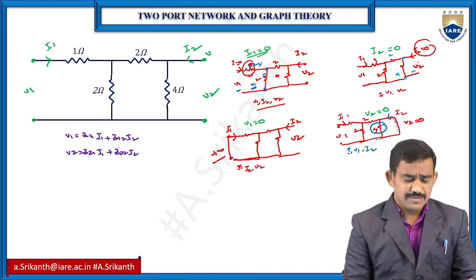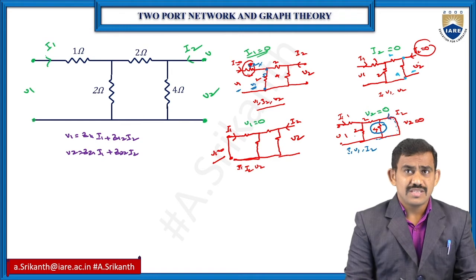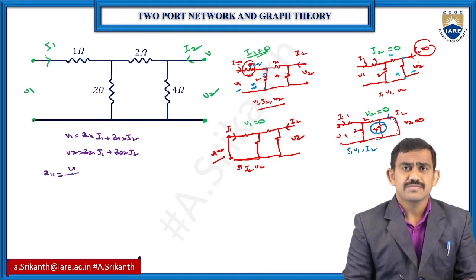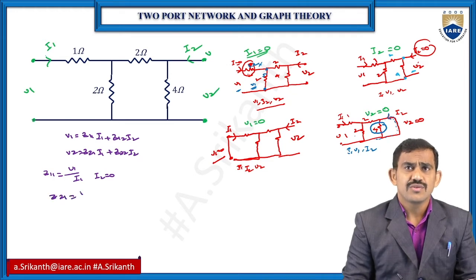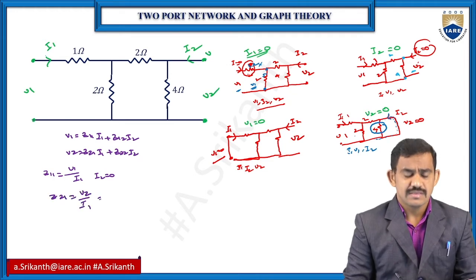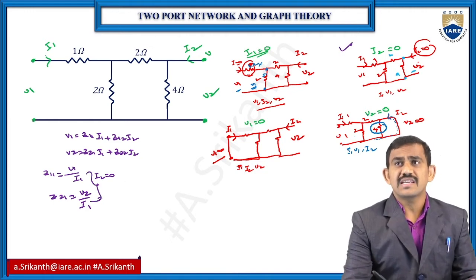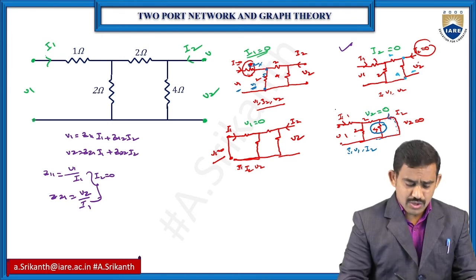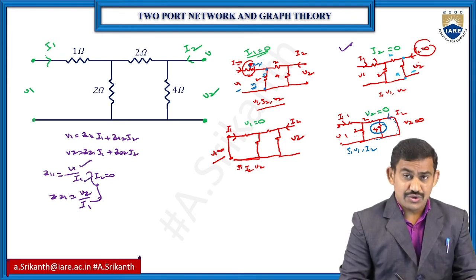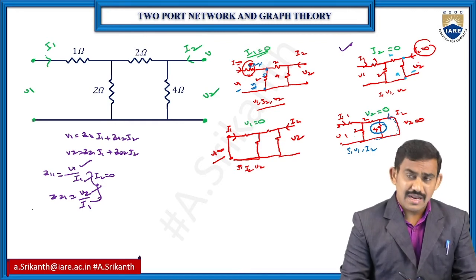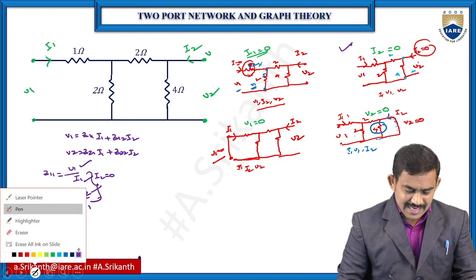We have two equations. If I want the Z11 value, Z11 means V1 by I1, and here I2 equals 0. With the same I2 equals 0 condition, we also have Z21, that is V2 by I1. So I2 equals 0 means we need to follow this condition. From this condition you can get I1, V1 and V2, so we have the Z11 and Z21 values. It's very simple. If I want those values, observe clearly and we'll get the answer.